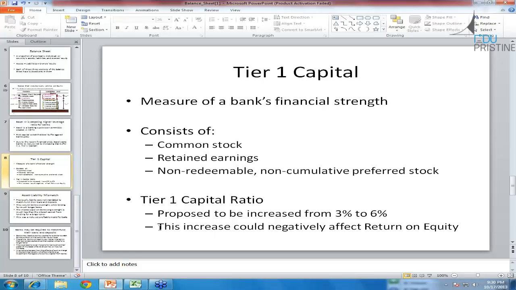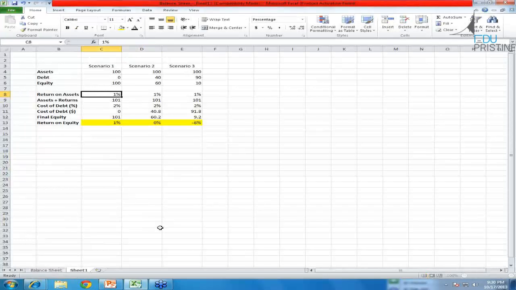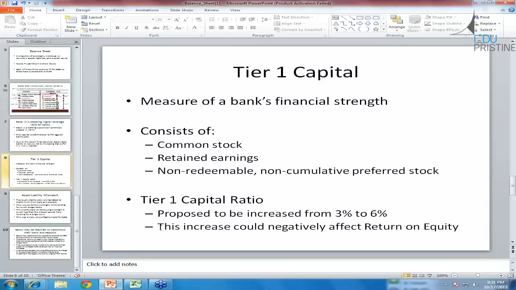And like I said, by holding more equity, as you saw here when things were rosy, holding more equity gives you less and less return on equity, so long as your return on equity is higher than your cost of debt.